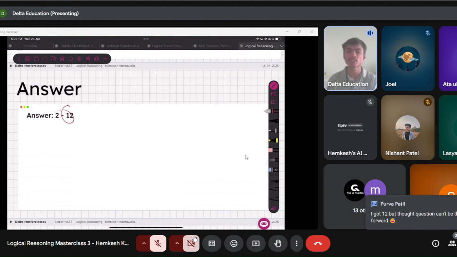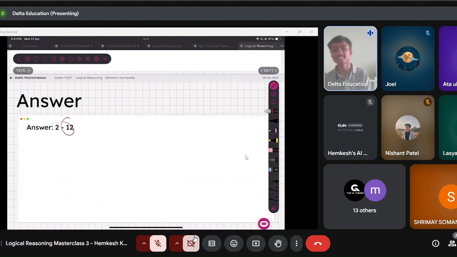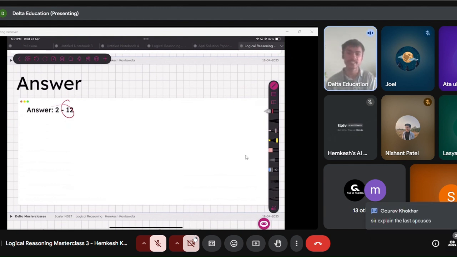I got 12 but thought the question can't be that straightforward. Yes, sometimes the questions are straightforward, it just looks lengthy. So one thing to take care of: it will not be the case every time that a long question is tough.